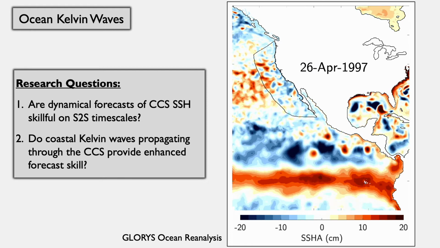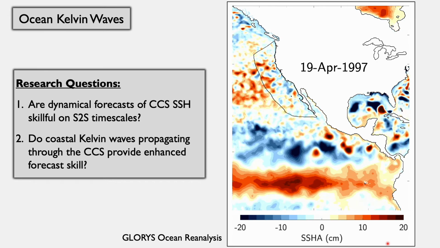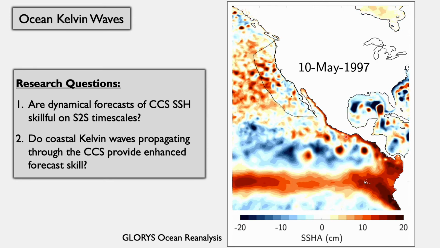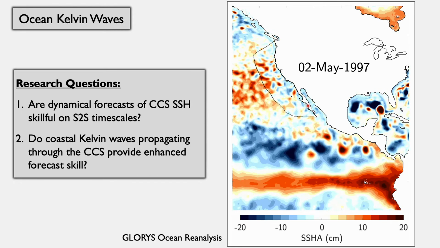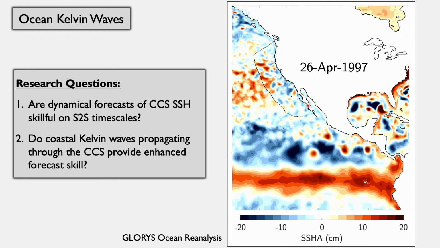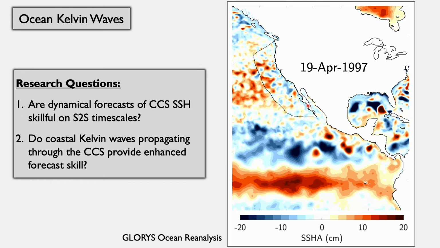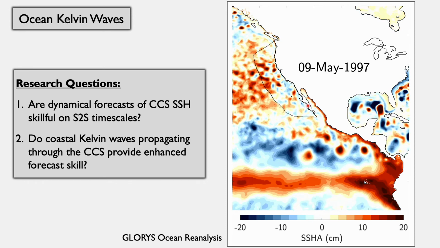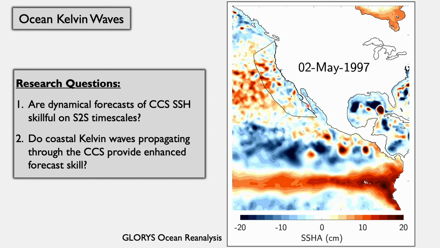You'll be able to see this coastally trapped wave as it propagates up the North American coastline as an elevated sea surface height signature. You'll see that it slithers up the coastline and ultimately elevates sea surface heights in the California current system right along the continental shelf. And that's really what we're going to be looking at today. We're going to look at dynamical forecasts of California current system sea surface height right along the coastline, and we're going to ask the question of whether these forecasts are skillful on subseasonal to seasonal timescales.